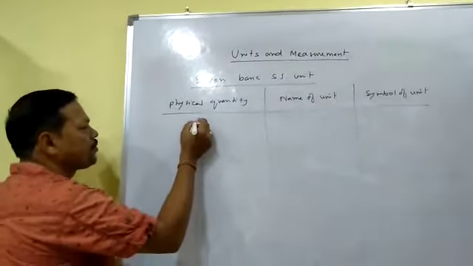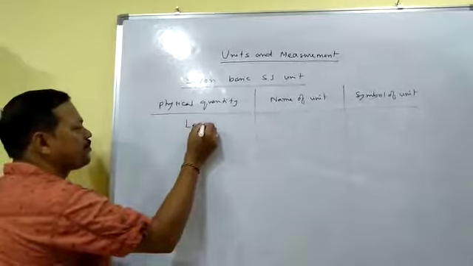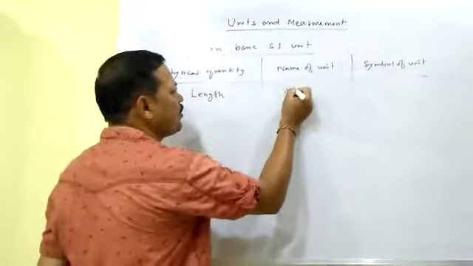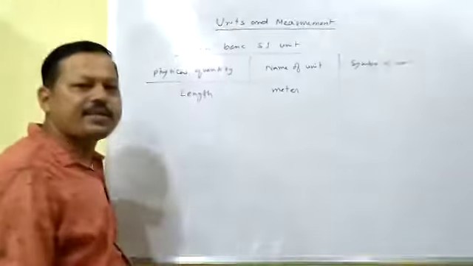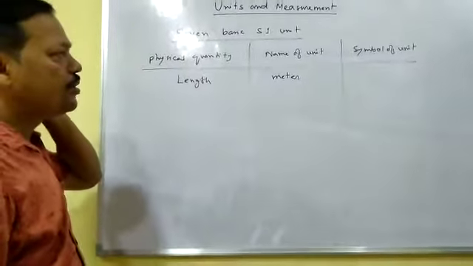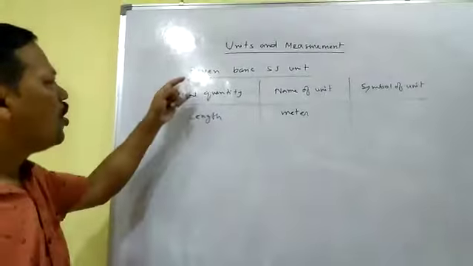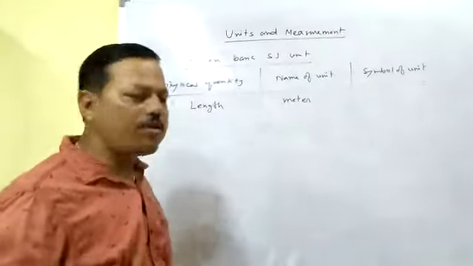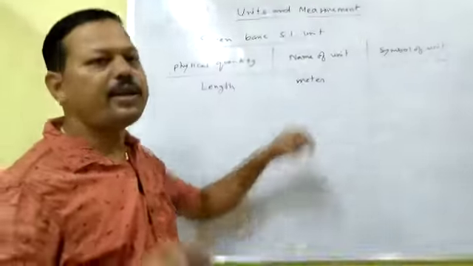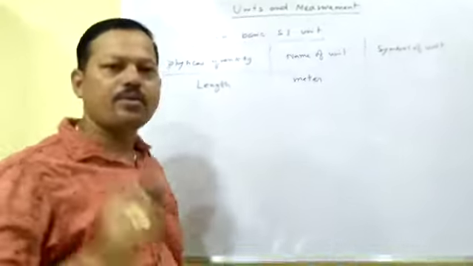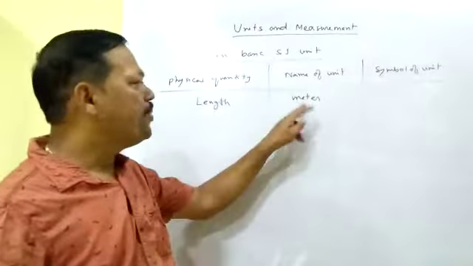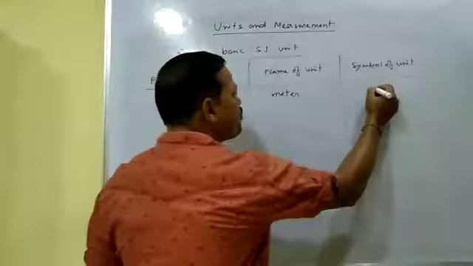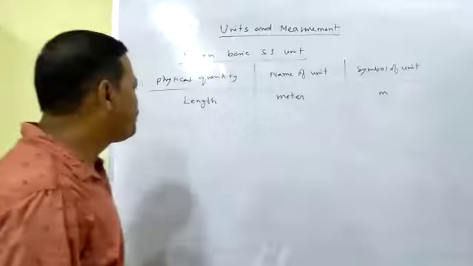Physical quantity: length. What is the name of the unit? The SI unit of length is meter. This is one of the basic SI units of the quantity length. There is one CGS unit also. If you use centimeter, then that is called the CGS unit of length. So centimeter is the CGS unit, meter is the SI unit. And the symbol of the unit is small m. Meter is represented by small m.